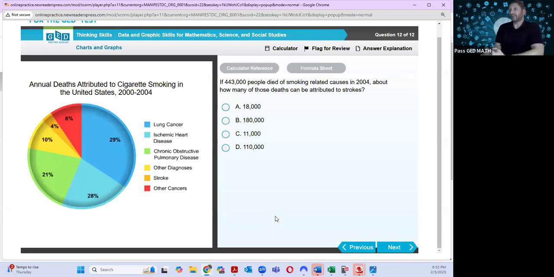Annual deaths attributed to cigarette smoking in the United States from 2000 to 2004. Okay, got all these different reasons. 440 thousand people died of smoking related causes. Now look at this. If 443,000 people died of smoking related causes in 2004, about how many deaths were attributed to strokes? So what they're telling you is the total. In order to find a part, I've got to multiply the total by that percentage. I want to find what percentage is from strokes.